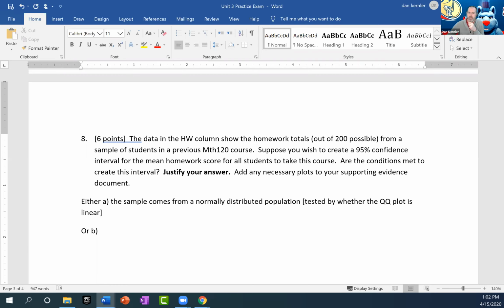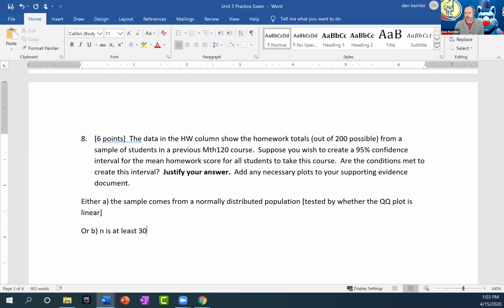There's no p here, it's not a proportion. It's a mean. We're finding a confidence interval for a mean. Gotta know this, folks. The other one is that n is at least 30. You have to have a relatively large sample. 30 is not a perfect cutoff.